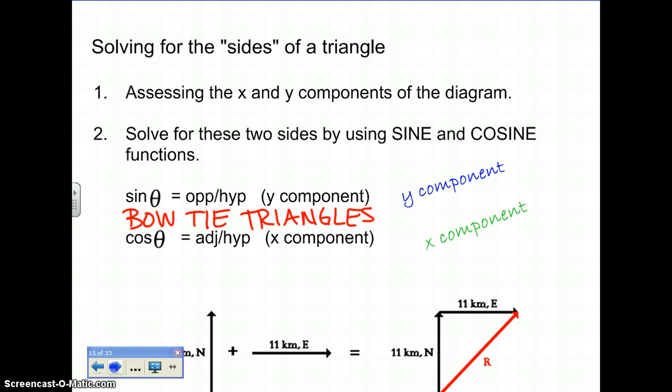Because stop and think about it. Sine means opposite over hypotenuse. So if you have your opposite side, and obviously your hypotenuse, your resultant is going to be given to you, then that would mean that you're using the sine function.